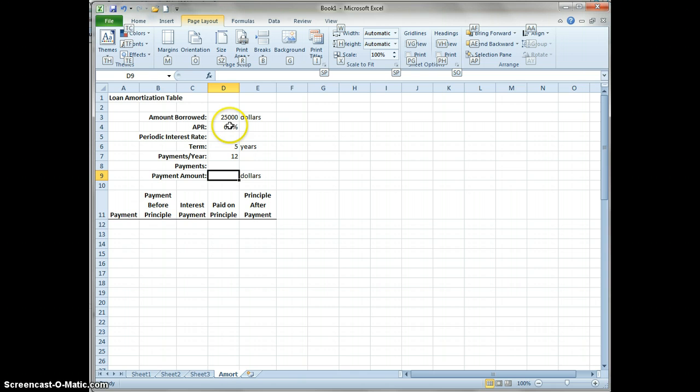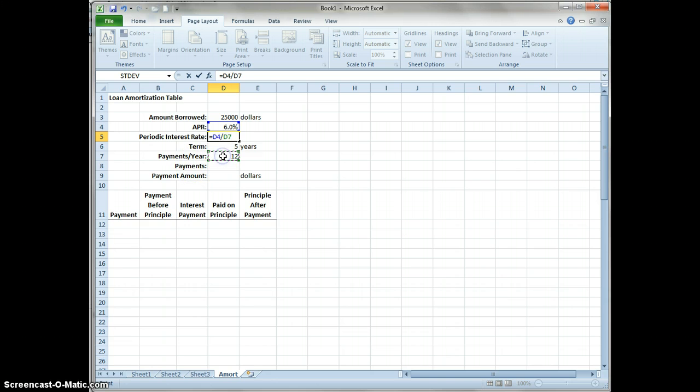So let's consider a loan of $25,000 with an annual percentage rate of 6%. Our term is a total of 5 years, and we're going to make monthly payments. So we first need to determine what we call the periodic interest rate. The periodic interest rate is your annual percentage rate divided by the number of payments per year. So in this case, it would be equal to our APR, 6%, divided by the total number of payments per year. We get a 0.5% periodic interest rate.